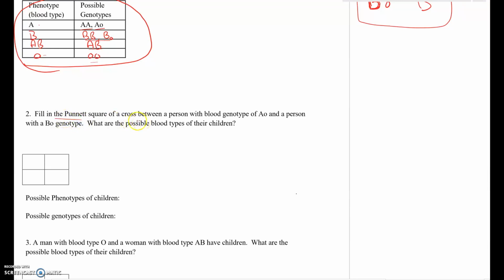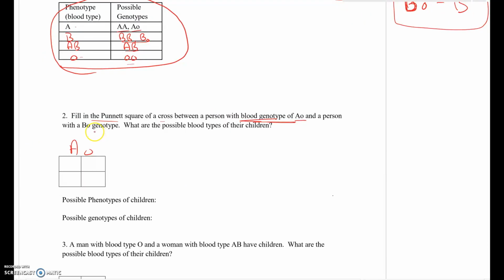Here it says fill in the Punnett square of a cross between a person with blood genotype AO, so we'll fill that in, and a person with a genotype BO. Fill that in. So we've got AB, BO, AO, OO. Just like with complete dominance Mendelian inheritance patterns, if we have a capital letter, we tend to write it first.